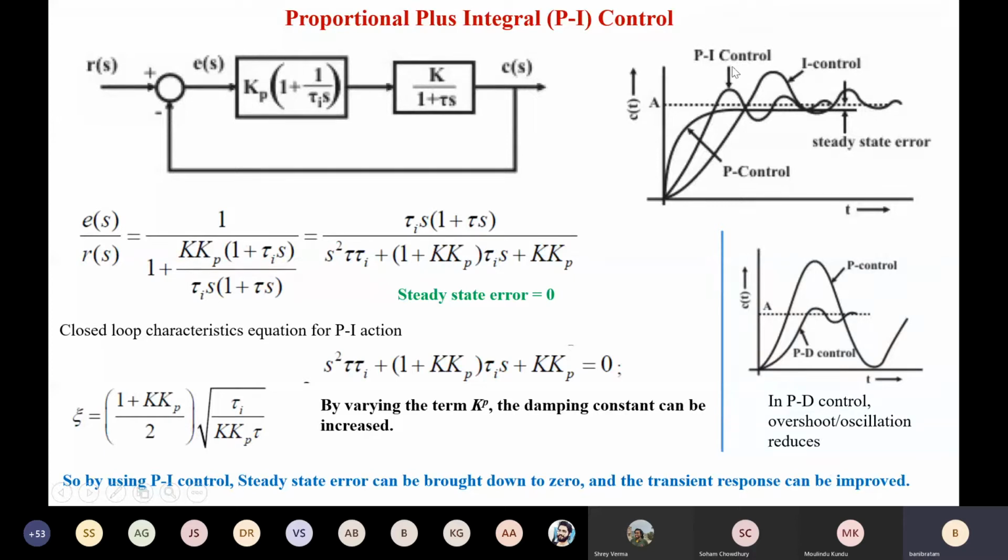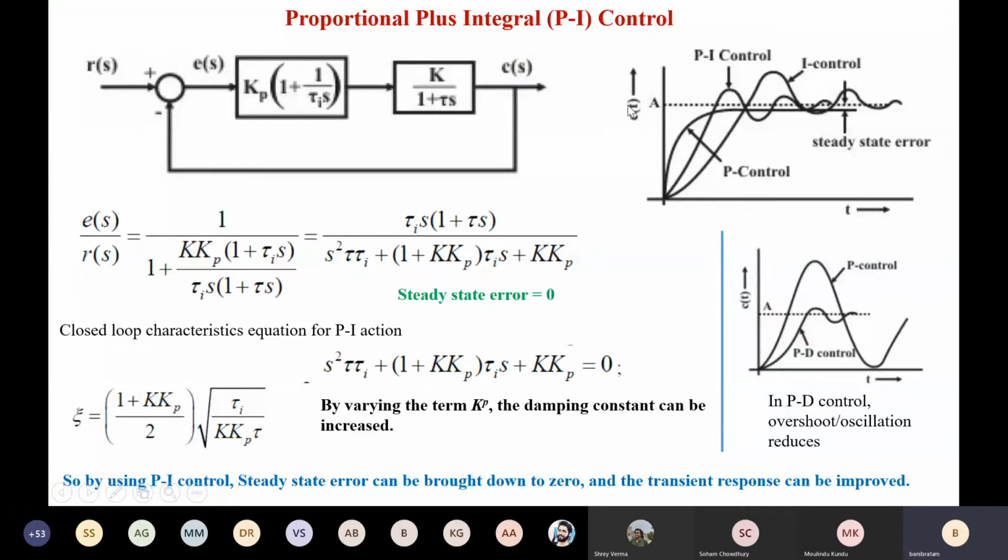So basically, in case of PI control, this overshoot value is decreasing, as well as the oscillation is also reducing a bit, and it is trying to settle down earlier with respect to the only integral control. Okay, so that is the concept of PI control, where we can understand that using PI control, the steady state error can be brought down to 0, and at the same time the transient response can also be improved. Transient response improved means oscillations will be less, settling time will be faster, like this. Okay, so this is about PI control.